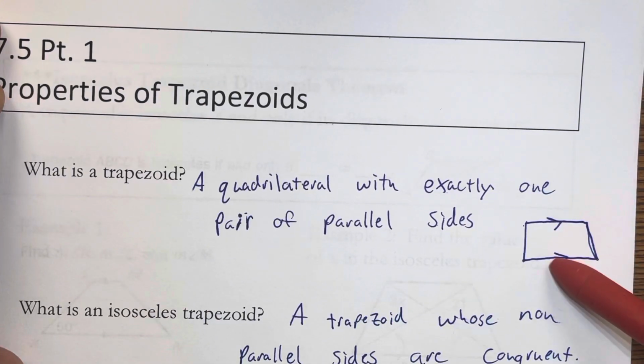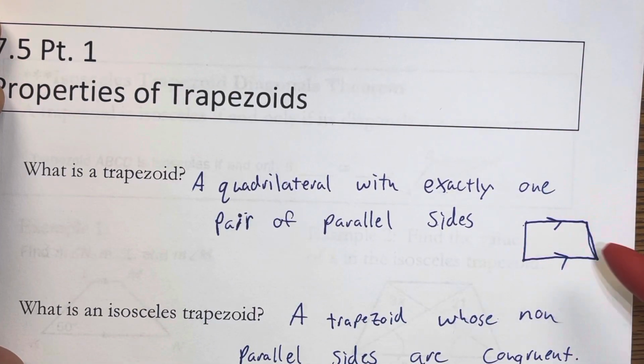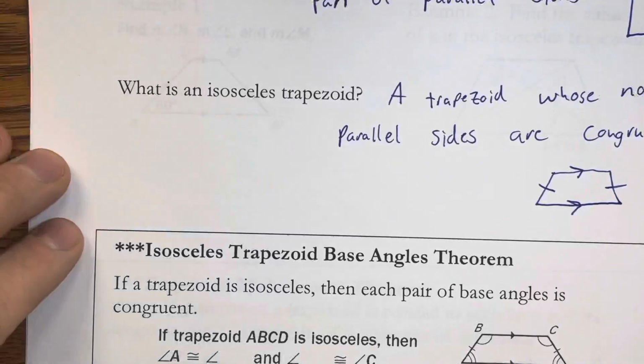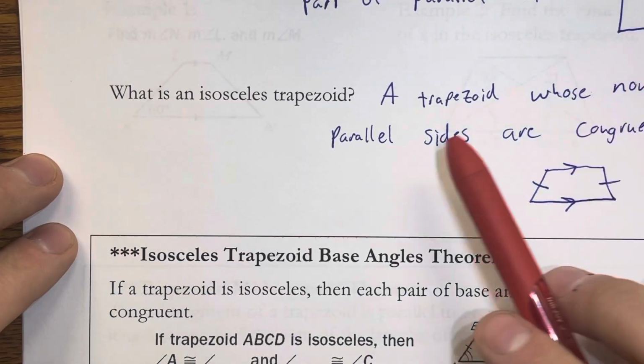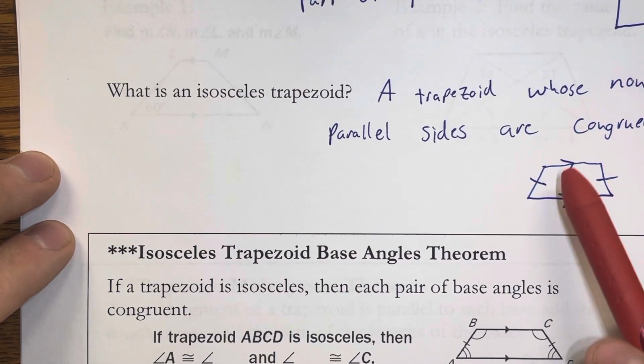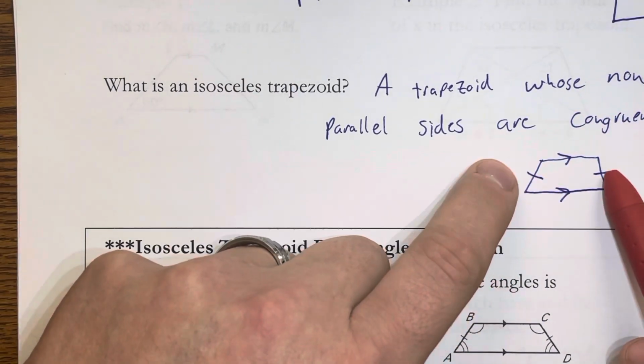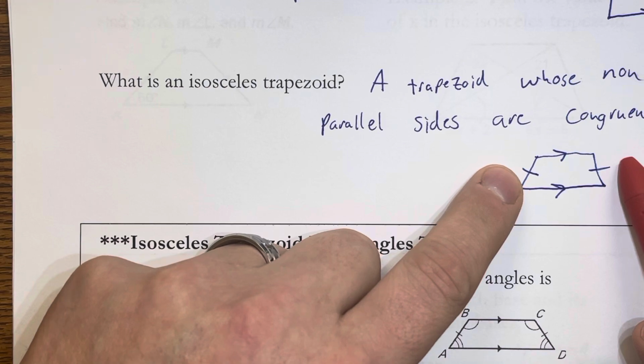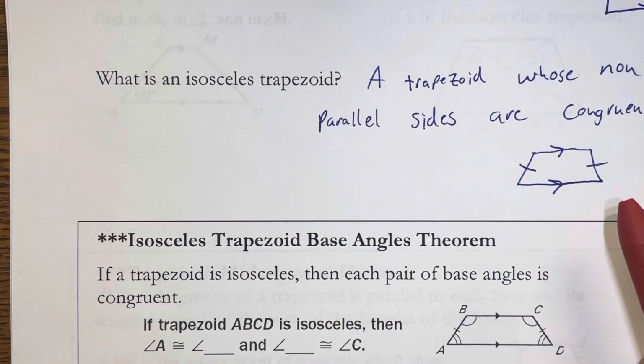It has exactly one pair of parallel sides. These opposite sides are not. An isosceles trapezoid is a trapezoid whose non-parallel sides are congruent. So these are the parallel sides. The non-parallel sides are the other two, so those two are congruent. That makes it an isosceles trapezoid.